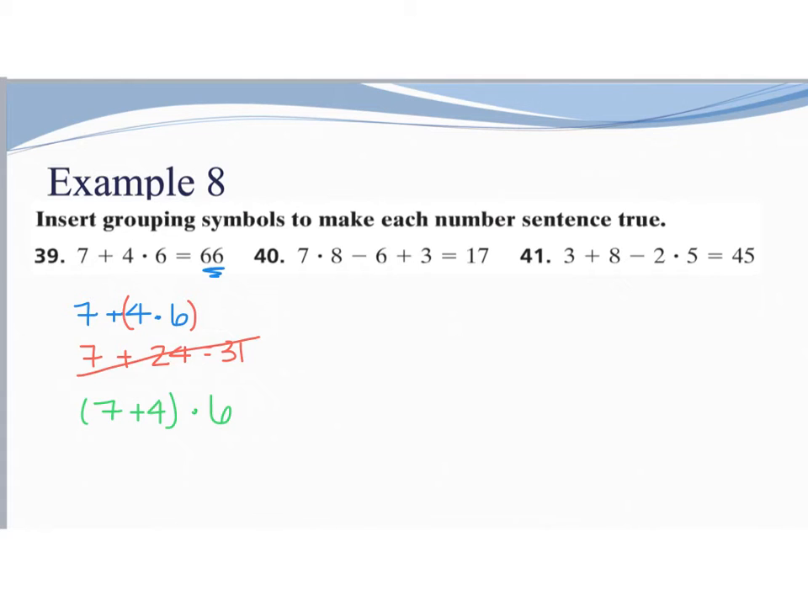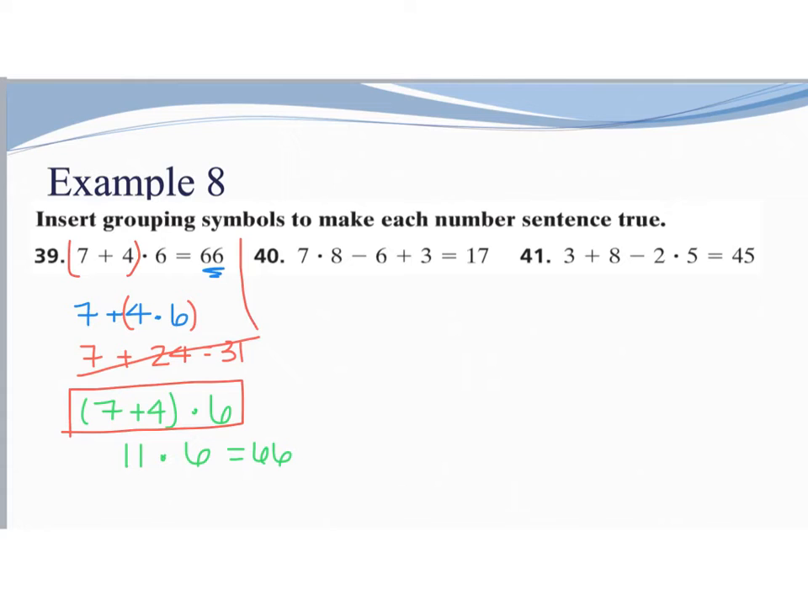So now, if I try this again, I see that 7 plus 4 is going to give me 11. Then I'm going to multiply that by 6. Well, 11 times 6 will give me 66. So this tells me that my grouping symbols need to be located around the 7 plus 4, or this answer right here would be my correct. So if you want to, you can just go ahead and draw those in on the top.